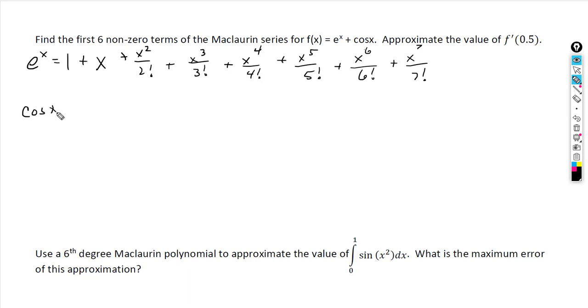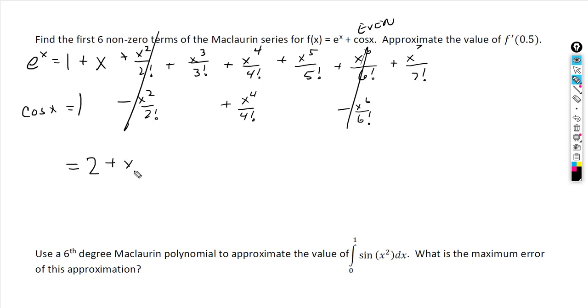Now let's find cosine of x. Well, cosine of x is always the even degrees. So it's going to be 1 minus x squared over 2 factorial plus x to the 4 over 4 factorial minus x to the 6th over 6 factorial. So I'm going to leave it at that. We might have to do more, but we're going to see. Okay, so these are going to cancel. That's going to cancel. I'm sorry, this is not going to cancel. Those other 2 will.